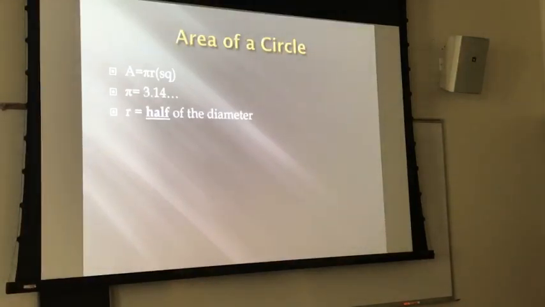What you're going to have a tendency to do on the test, on the quiz, is to take the diameter and multiply that by pi. That doesn't get you there. You got to take the radius, which is half of the diameter, and square that and multiply that by pi. Right?